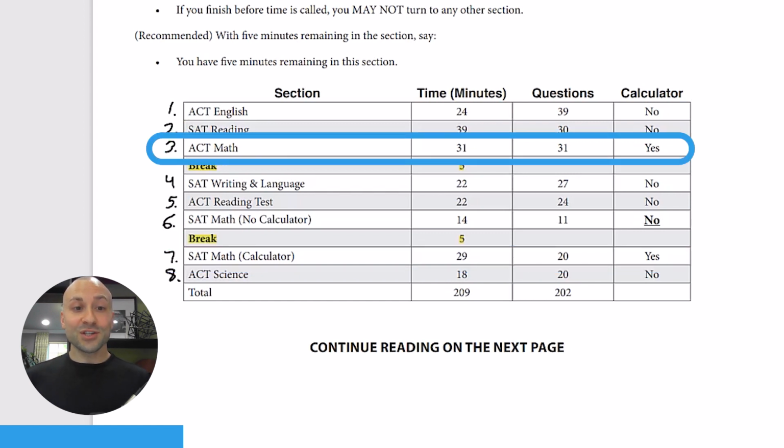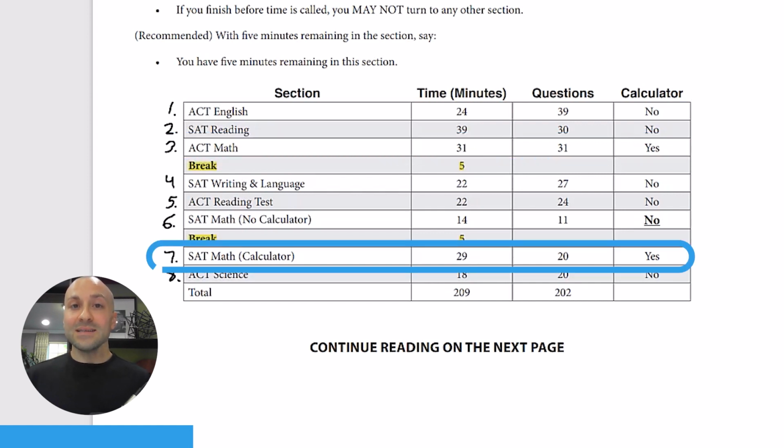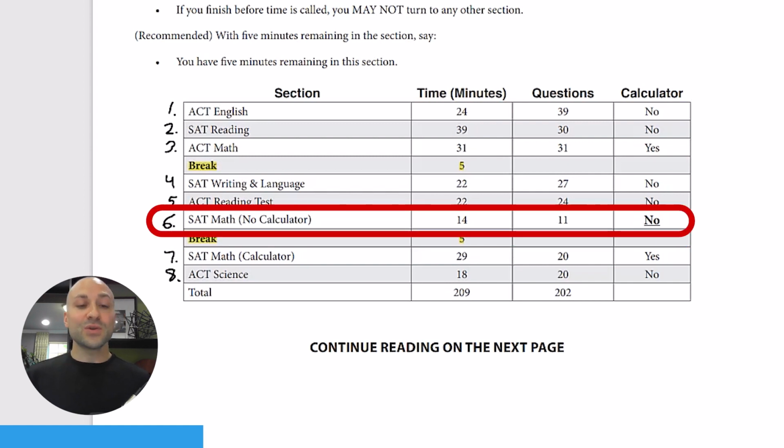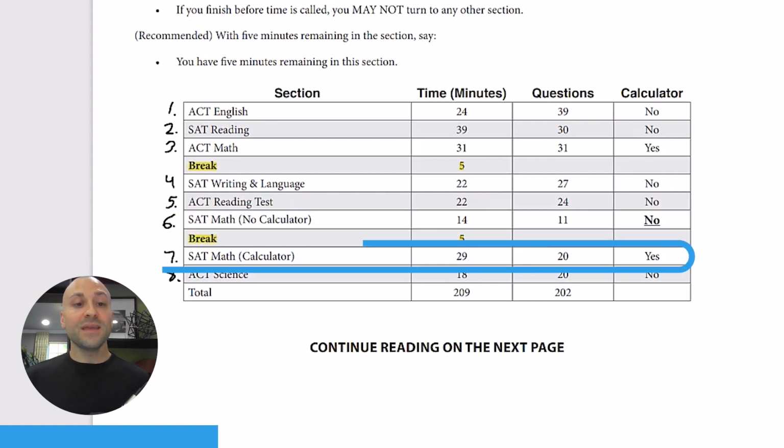On the 3rd section, which is the ACT math, you get to use it on the entire section. Now for SAT, there's a math with calculator section and a math non-calculator section. So the 6th section, the SAT math non-calculator, you're not allowed to use your graphing calculator, whereas on section 7, the SAT math with calculator, you can use your graphing calculator.